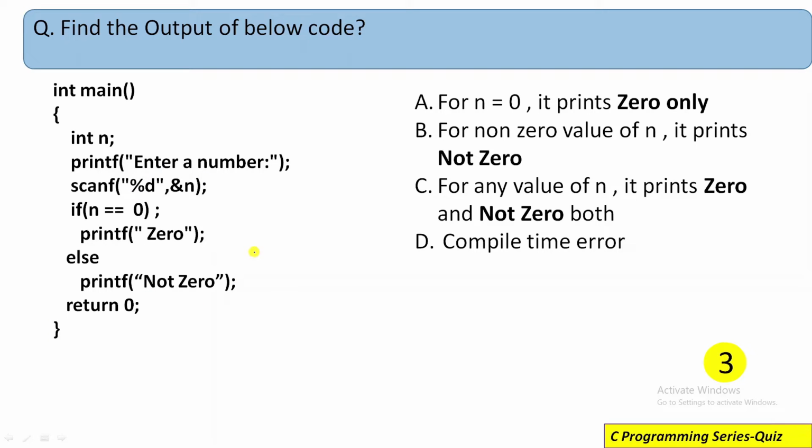So this is our next MCQ. In this MCQ, again, you are given that you have to ask an integer number from the user, and we have if n double equal 0, then a semicolon, and then print 0, else print not 0. So this is the code, and these are four options. You have to tell what is the correct output. I will run the timer and you can think of the answer.